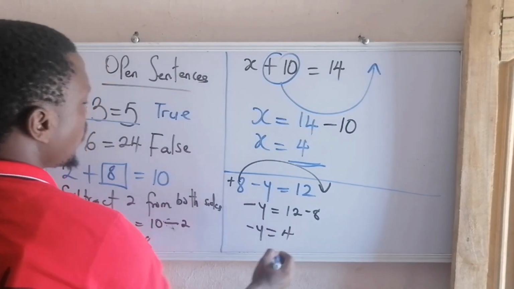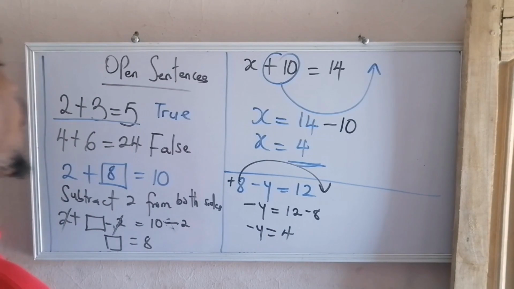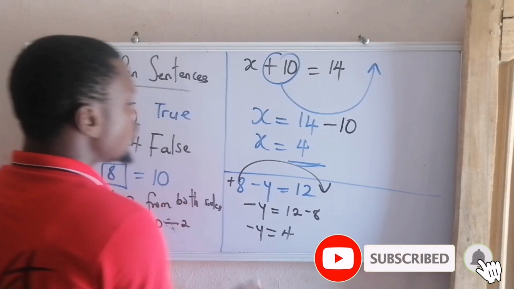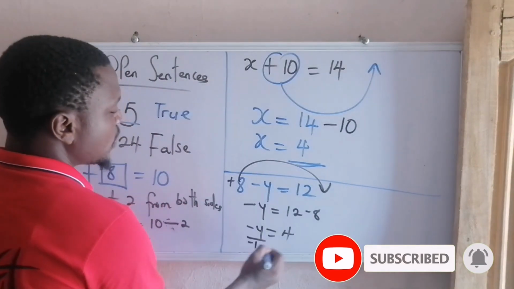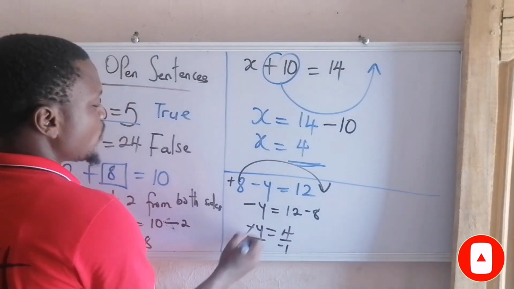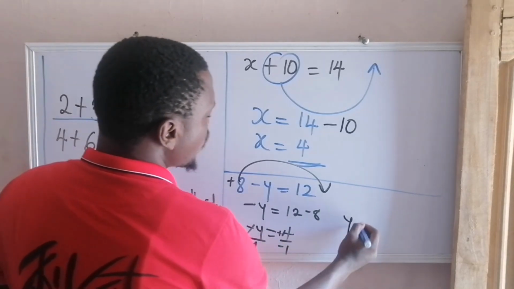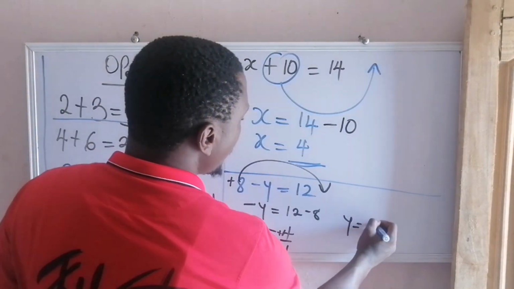12 minus 8 is 4. But there's a problem. We are looking for y, not minus y. So how do you get rid of this minus? You divide both sides with minus 1. This one will cancel minus. So plus y, minus 4. So your y equals to minus 4.